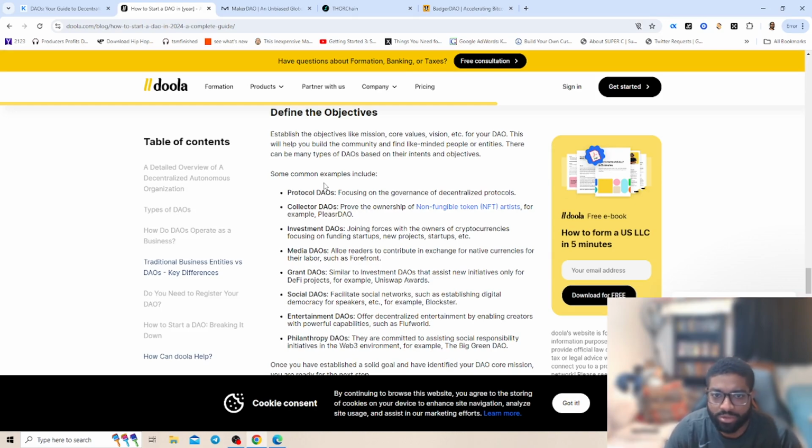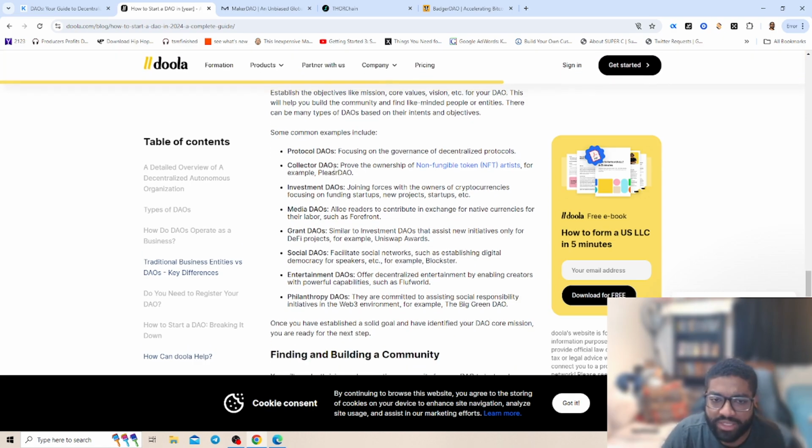Some common types include protocol DAOs, focusing on governance of decentralized protocols. Collector DAOs prove the ownership of an NFT artist, for example. Investment DAOs, joining with new owners of cryptocurrencies, focus on funding startups and new projects. Media DAOs allow readers to contribute in exchange for native currencies for their labor, such as Forefront. Grant DAOs fund new initiatives, only for DeFi projects.